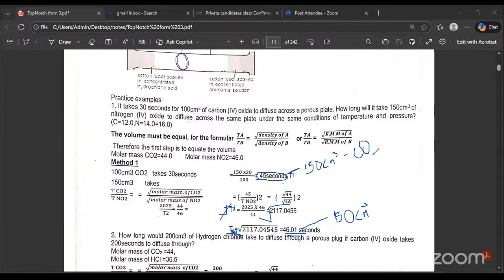Na hii ni ya nitrogen peroxide. Hii ni ya nitrogen peroxide. So the reason I'm stressing on this one, on repeating this one, is so that you see that the volume must be the same. If the volume is not the same, you don't use that formula. There's another formula that you use now, which we'll talk about, the rate. So if we get the rates, I want us to do that formula.